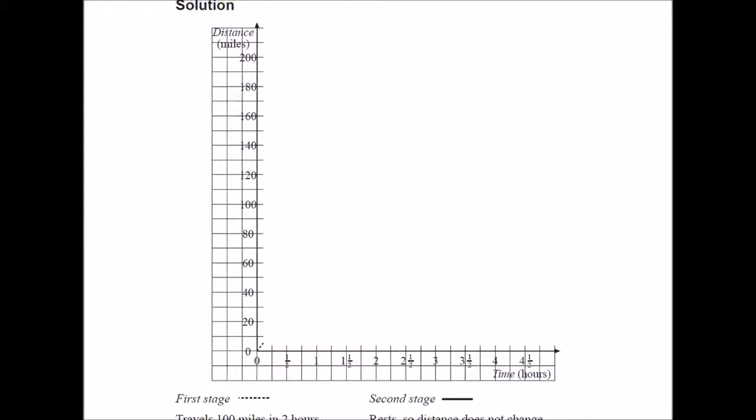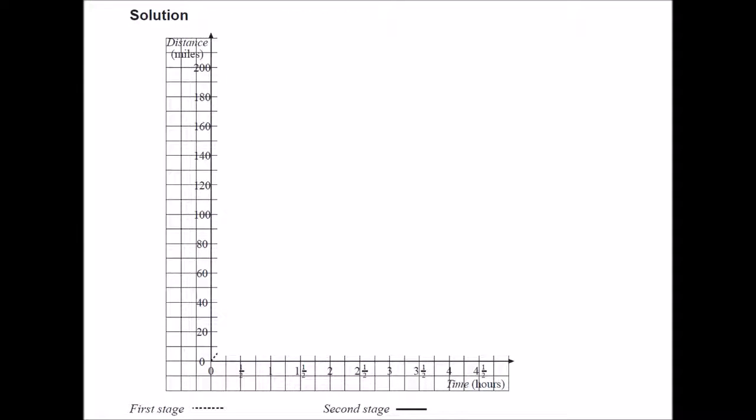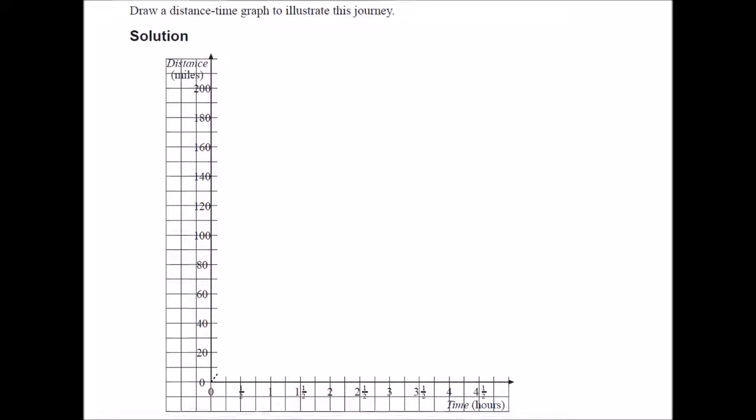First of all, make sure we understand that when we draw our axes, we need to be very consistent. It's always distance going up, and we're going to go up by the same amount each time. In this example, we've chosen to go up in 20s every 2 squares, and we've gone up in half-hour chunks going across, and that's got to be consistent starting from 0.